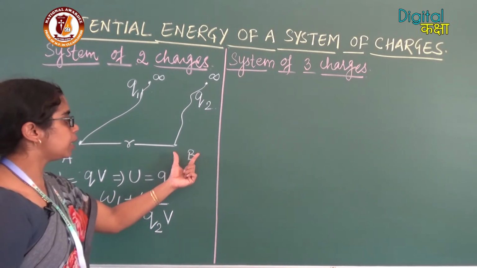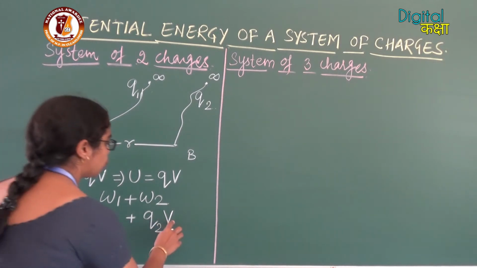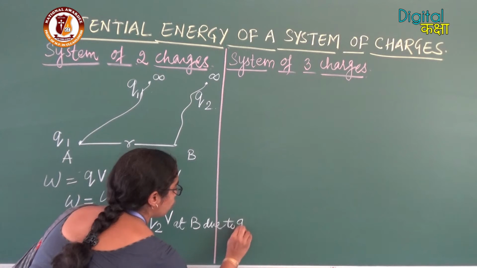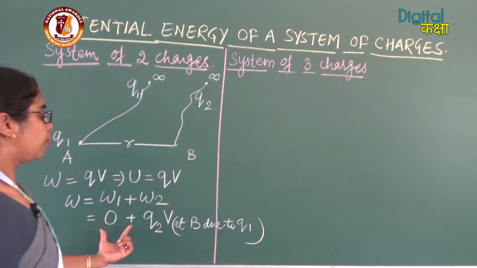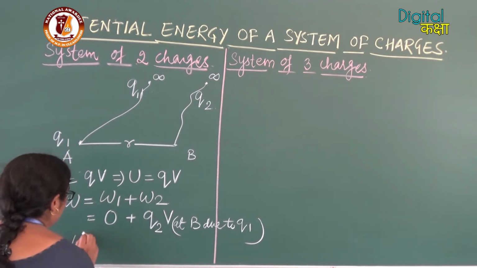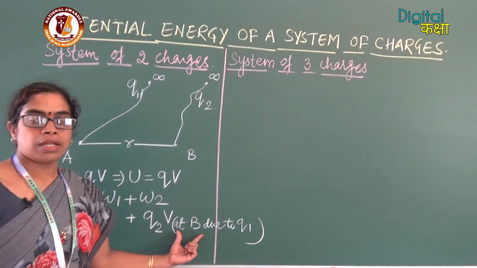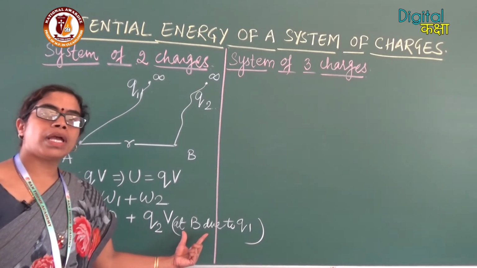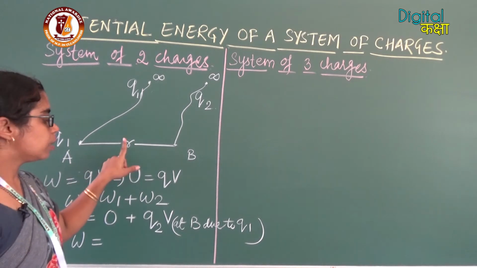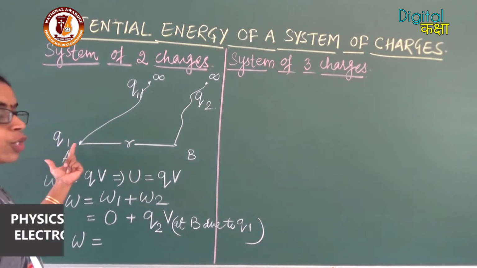This potential at B is calculated due to the charge Q1. So, potential at B due to Q1. When the formula is written for this complete work done, I will get the formula for potential, which we know is 1 upon 4 pi epsilon naught Q1 upon R, where the potential is calculated at distance R from the charge Q1.